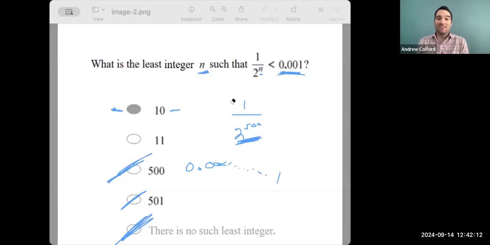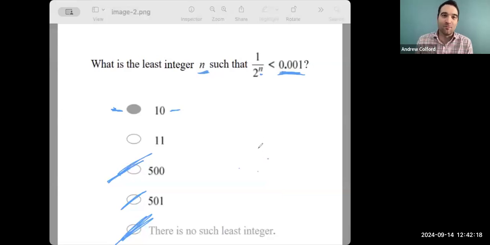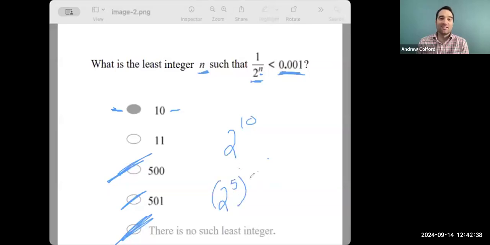And I know that raising something to the power of 10 feels like a fool's errand, like it's a lot of work, but we're talking about 2 here. And Ellen, this is a good little review of exponents. 2 to the power of 10, would you be okay with me rewriting that as 2 to the power of 5 to the power of 2?